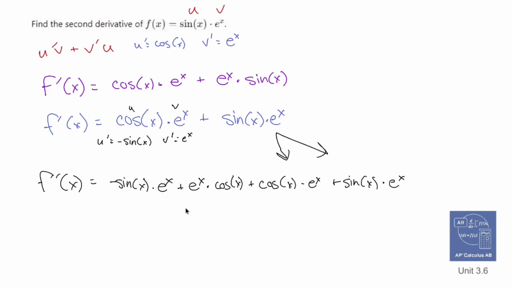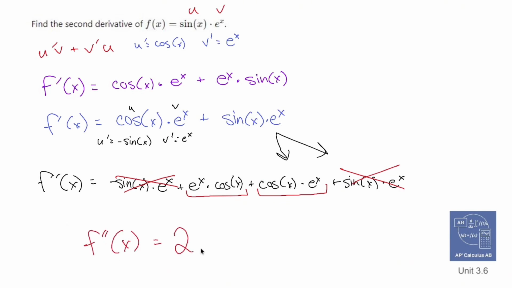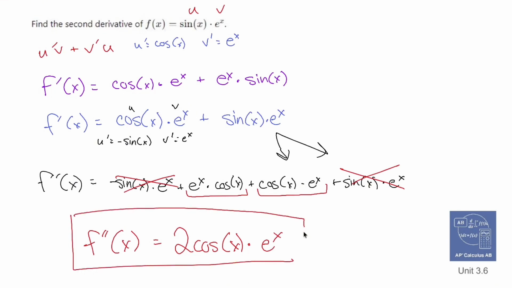Okay? Now, wonderful things happen. Negative sine x e to the x and sine x e to the x cancel each other out. E to the x cos x and e to the x cos x are the same thing. So f double prime, the second derivative, is going to be 2 of these cos x's times e to the x powers. And that, ladies and gentlemen, is the second derivative using product rule a buttload of times.